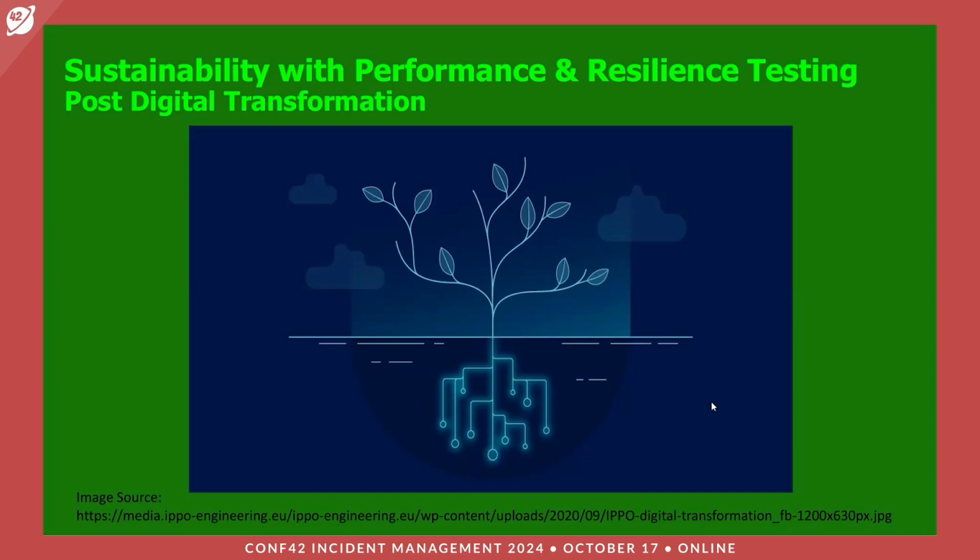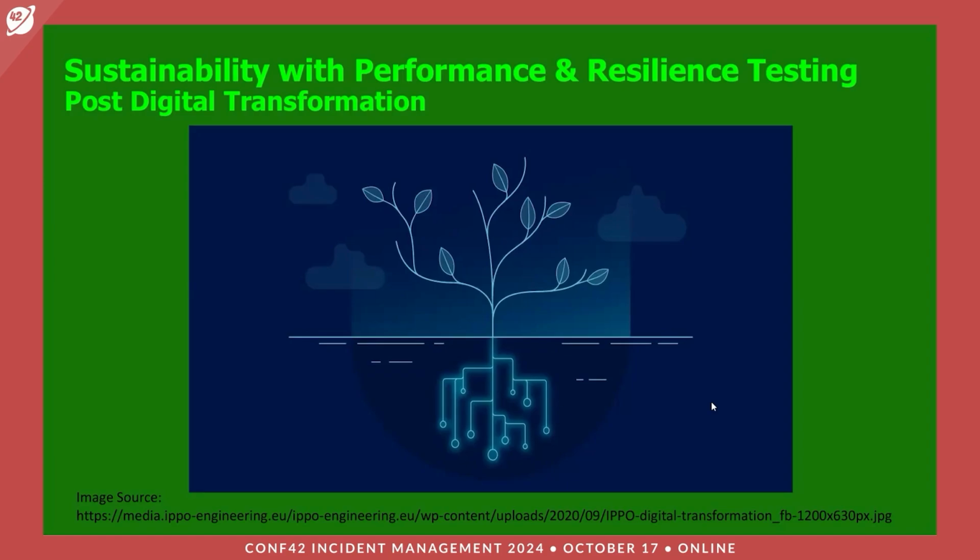The moment it is having huge load, that means it creates a higher carbon footprint. So too much performance testing or too much resiliency testing is also not good. You have to think about it. You have to reduce the number of executions of performance and resiliency testing. I wrote a LinkedIn article on this specific topic. Organizations should start thinking about it.